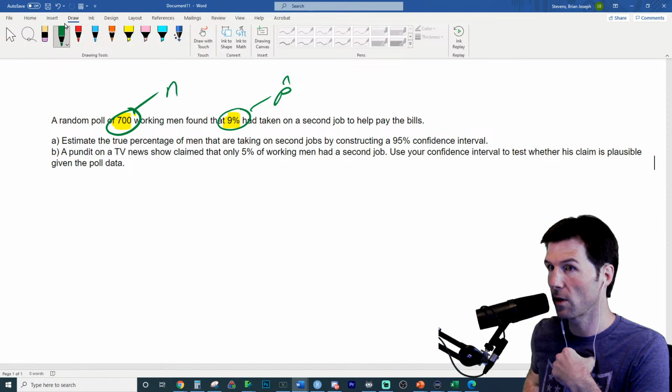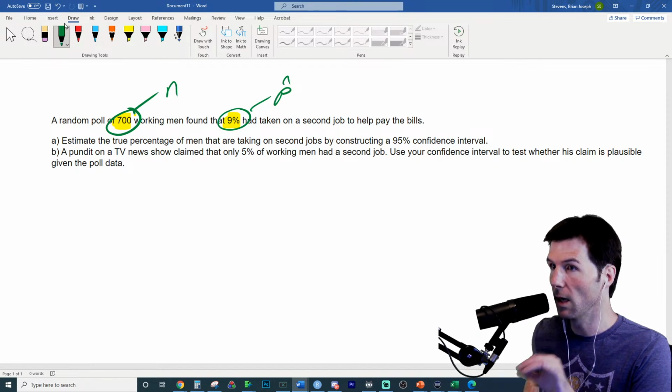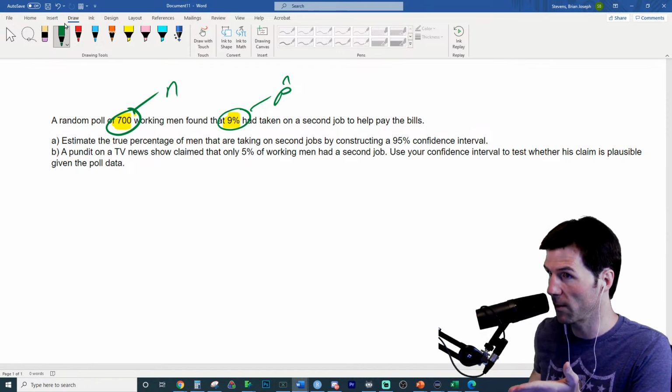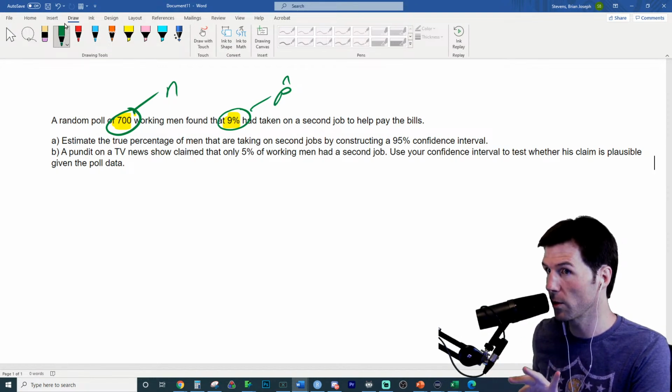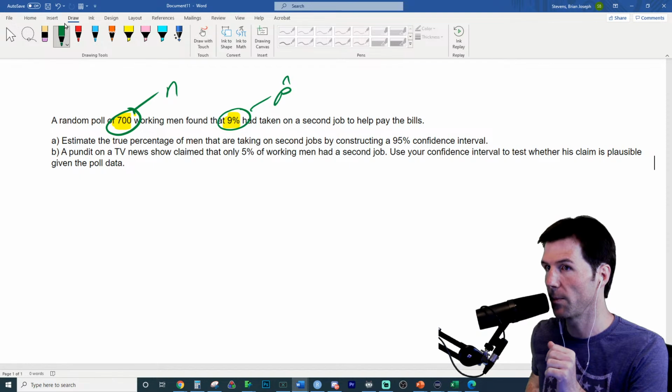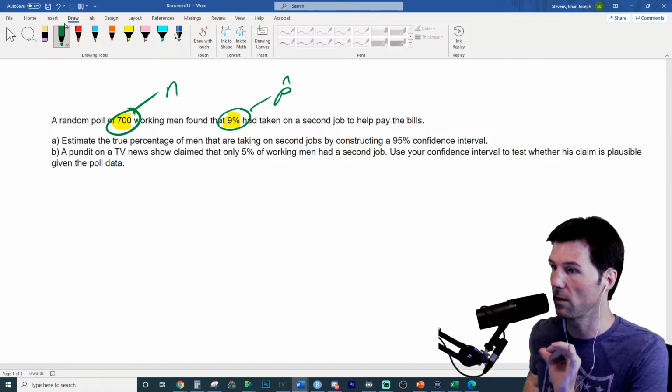So from 700 working men, 9%, because it came from a sample, had taken a second job to help pay bills. That's not the truth. That's just what we learned in a sample. Estimate the true percentage that are taking on a second job by constructing a 95% confidence interval.